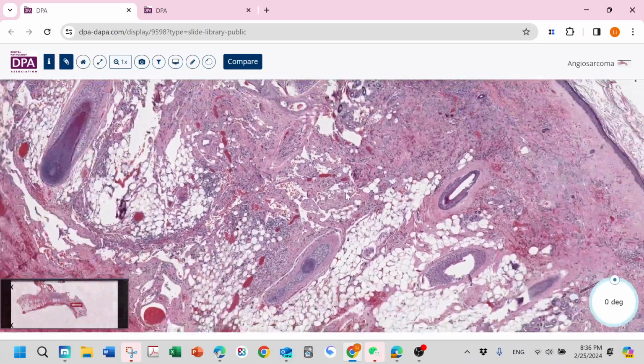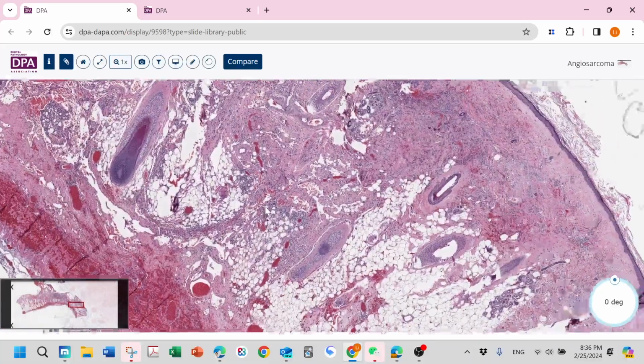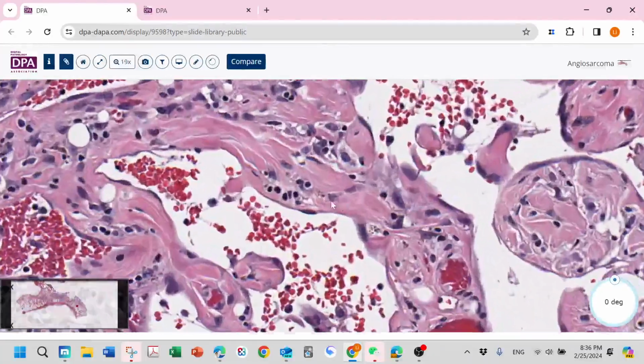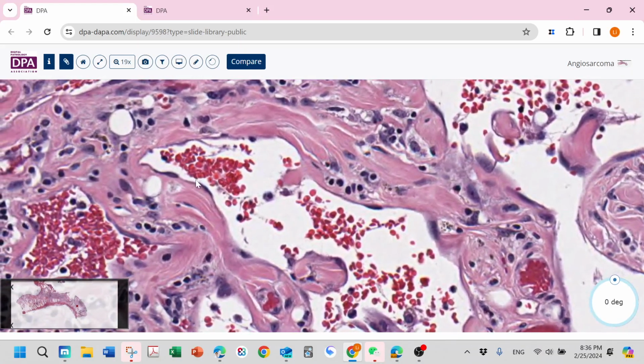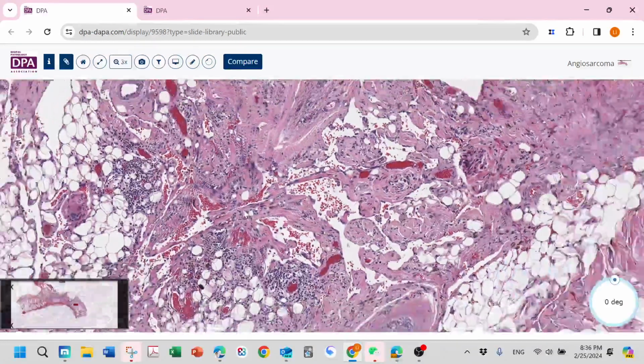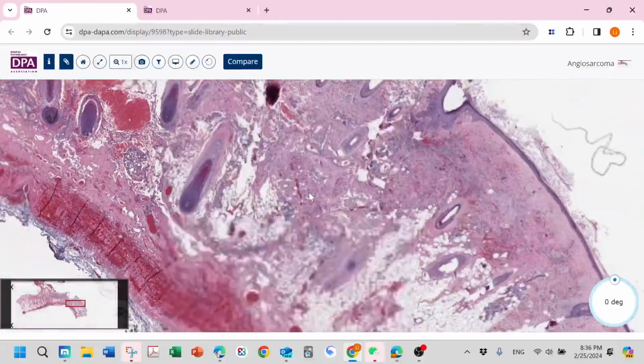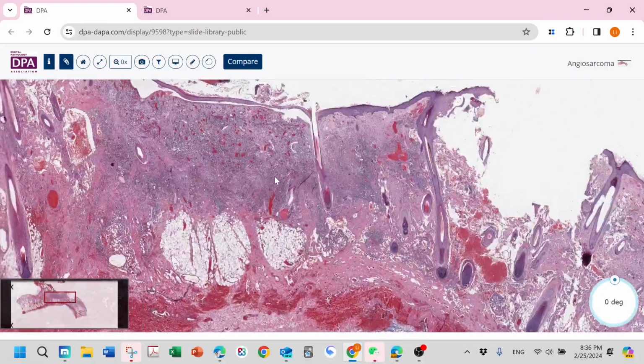But this one, they just infiltrated everywhere. And then the cell is really dark, hyperchromatic, atypical, polymorphic cell. Then you know this should be an angiosarcoma.